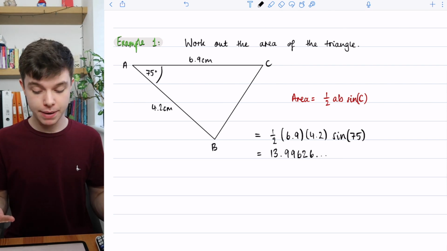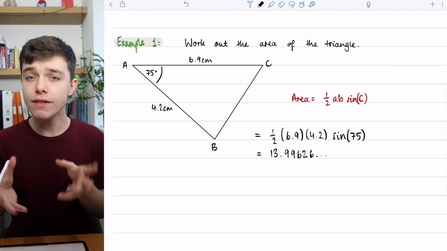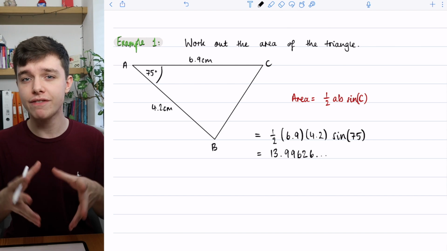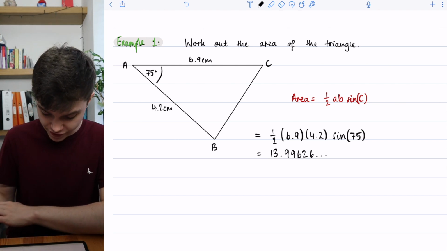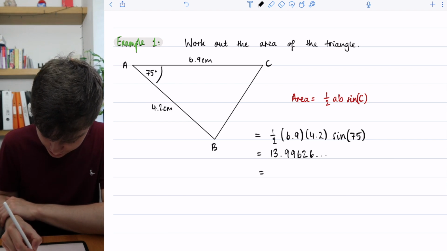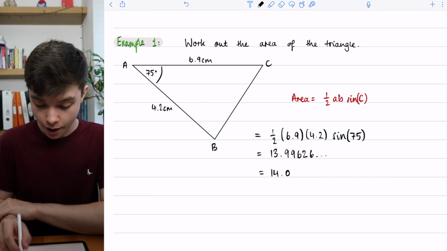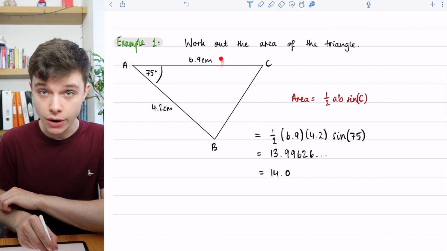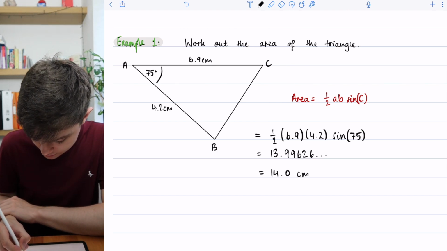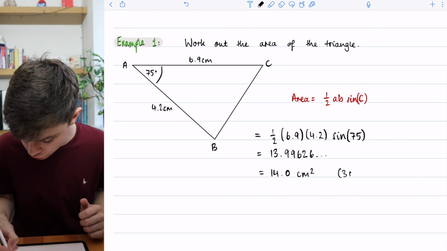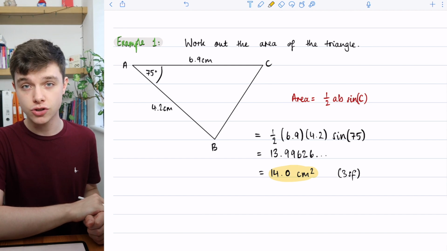And then we've not really been specified whether we're giving it to two decimal places, three significant figures. If you don't have a specification, then I would definitely do three significant figures throughout the whole of your A-level. So three significant figures is 14.0. And of course it's an area, and we know the length of the sides, the unit for those was centimetres, and so the area is going to be centimetres squared. And just write 3SF for three significant figures. That's the area of the triangle.